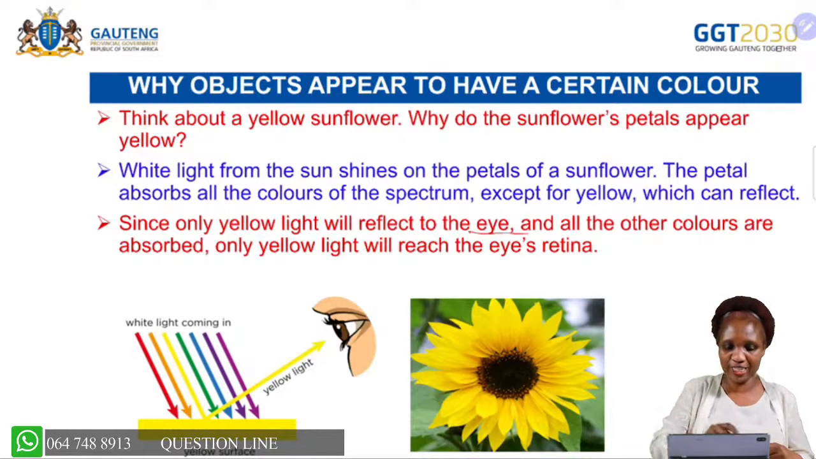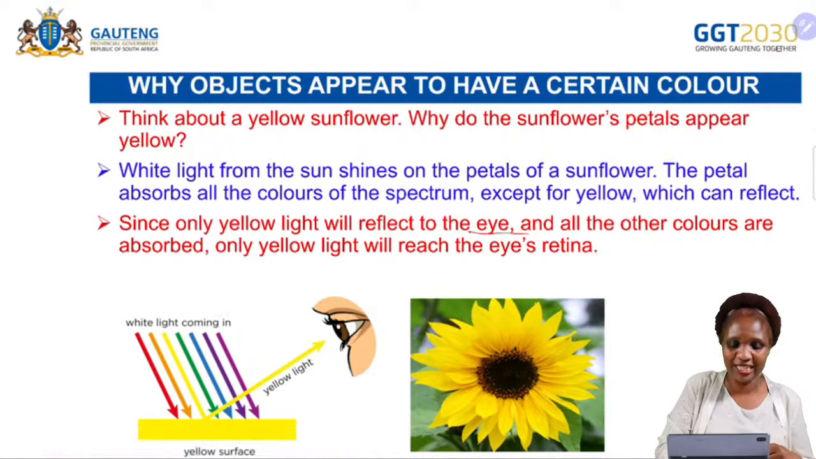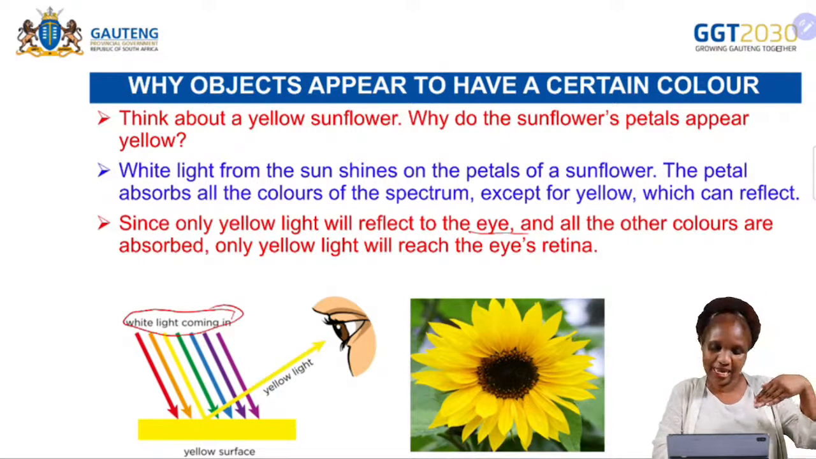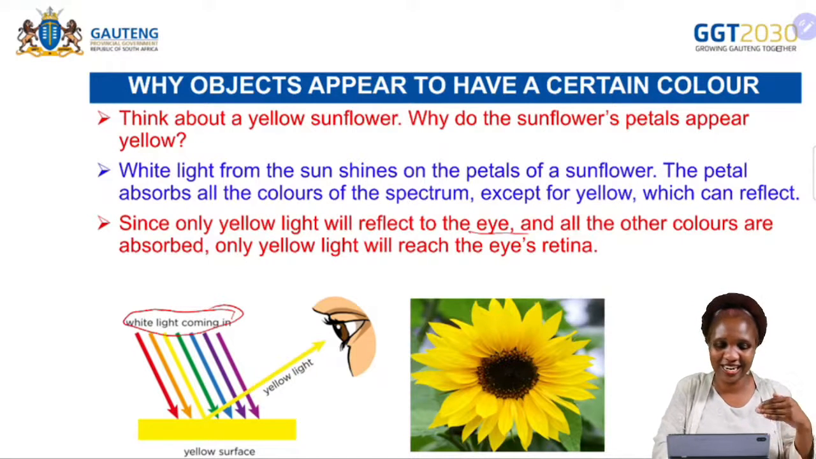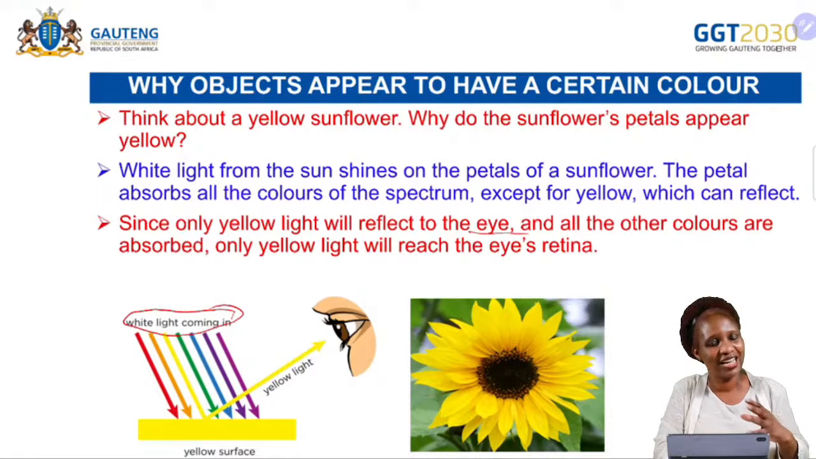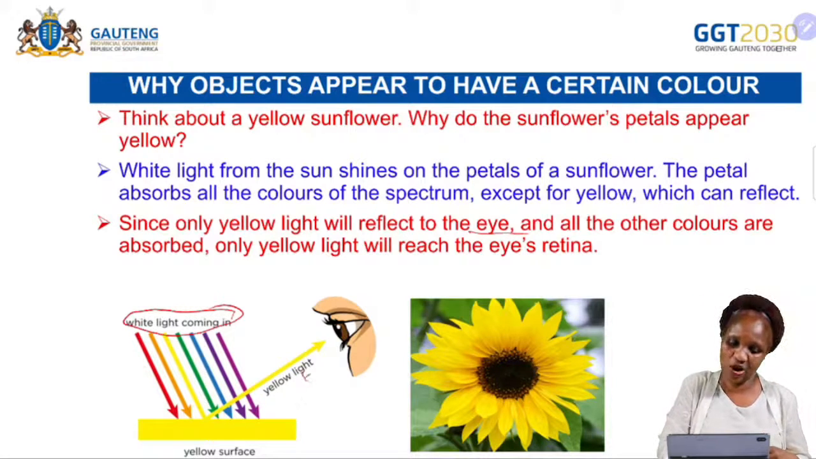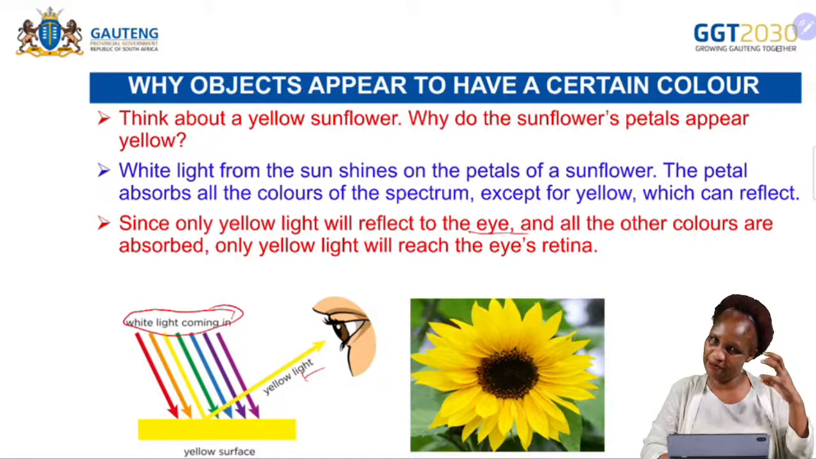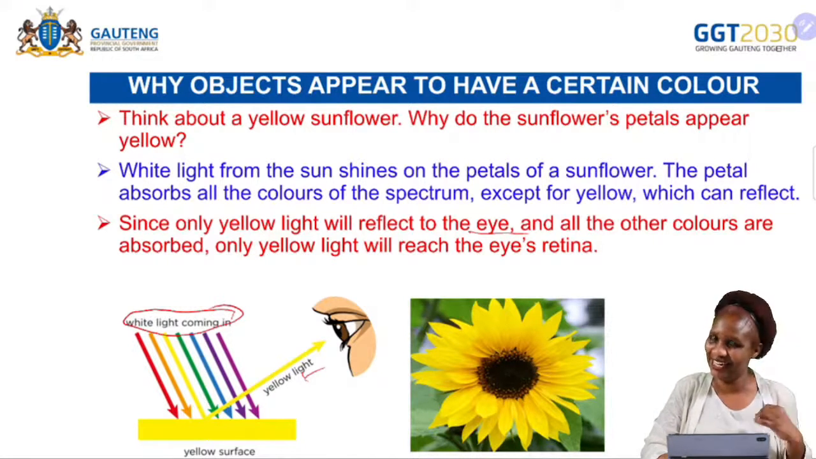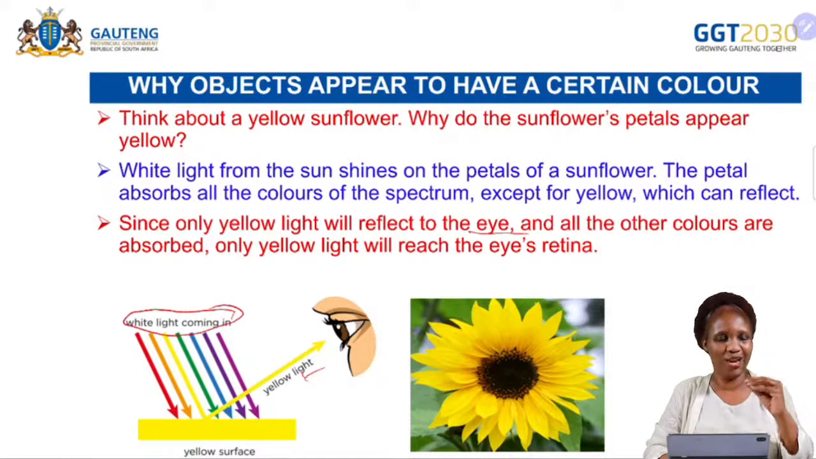All right. For example, we've got a good example here. This is white light. It is an incoming ray. Okay. It is the incident ray coming into a yellow surface, and then the reflected ray is what? It is yellow, which is reaching the eye. And then it will be processed and interpreted as what? As yellow. Okay. Because yellow is the only color that is being reflected to our eyes.